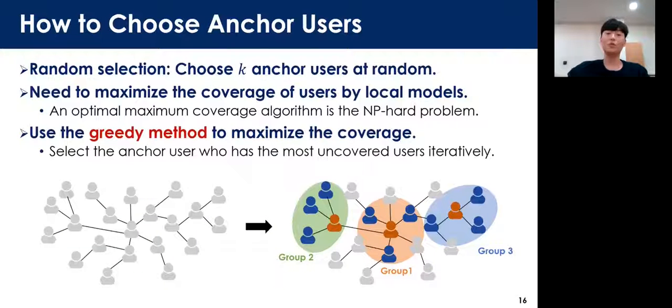Now, going back to step 1, you have some options for selecting anchor users. Random selection is the simplest way, but we suggest a more proper way. The local models are expected to be better than the global model for the sub-communities, so we devised a method to maximize the coverage of local models. However, since the optimal algorithm is an NP-hard problem, we use a greedy method of iteratively selecting the anchor users who have the most uncovered users.